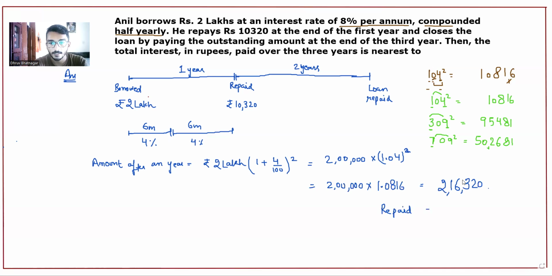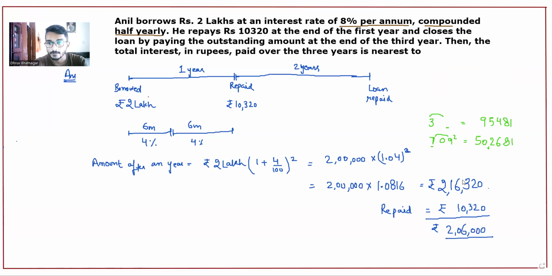He repaid how much? 10,320. He would be left with 2,06,000. Yeah. So this is the amount after a year when he repaid 10,320. All right, we will make some space.